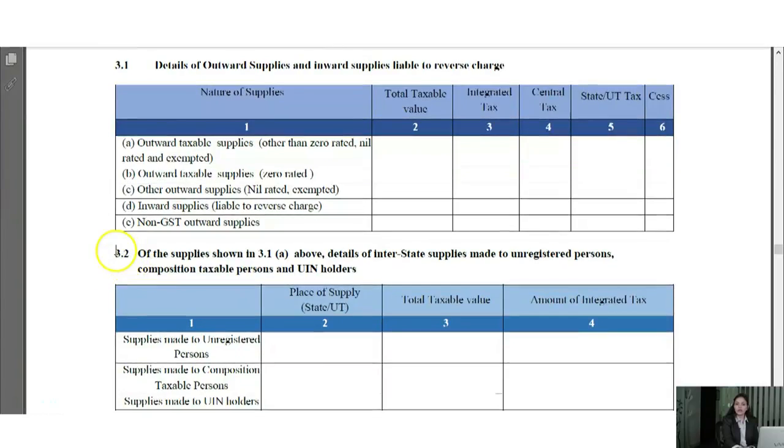Now, in point number 3.2, the user has to show the details of interstate supplies made to unregistered persons, composition dealers and UIN holders along with the amount of IGST in column number 4 and the place of supply in column number 2 out of the taxable supplies shown in 3.1a above. So, only the bifurcation has to be given in this point.